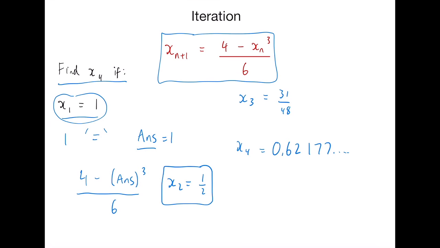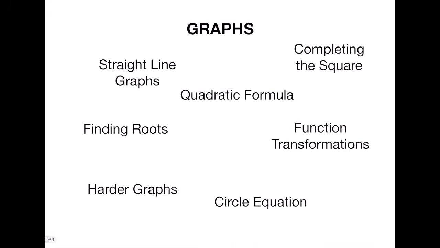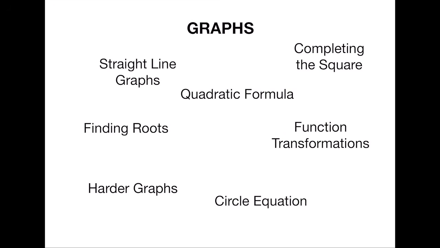0.62177, and so on. What you'll often find is if you keep pressing equals, the answer will settle at a certain value, and this is one of the uses of it. But as I said, as long as you can do the process, you'll be absolutely fine with iteration. And that is the end of the algebra. Following on from algebra, we have all the graph topics.